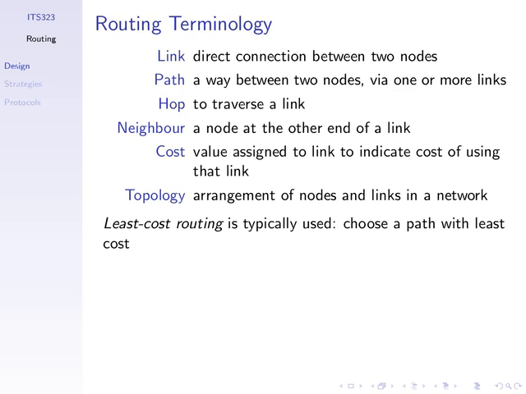We've already mentioned some terminology, so let's maybe a little bit more formally list some terminology that we'll use. We talk of a link as a direct connection between two nodes in a network. A cable could be a wireless link. Generally, we call it a link. A path is a way between two nodes via one or more links.